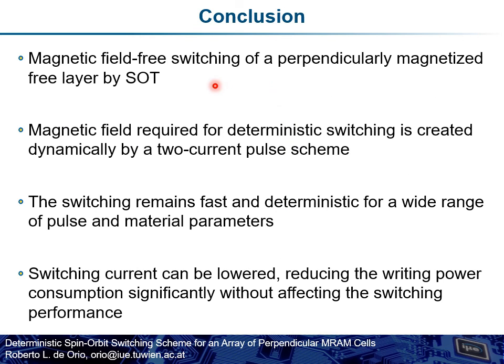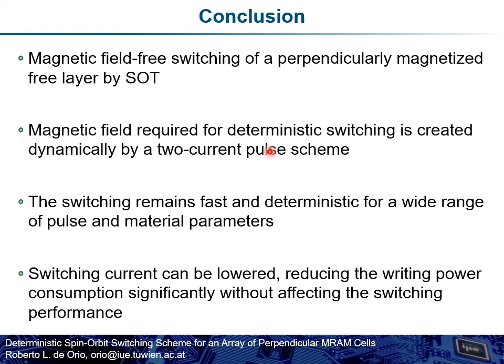So to sum up my talk, we demonstrated via numerical simulations the magnetic field free switching of a perpendicular magnetized free layer by spin orbit torque. The magnetic field required for completing the switching is created dynamically, using the two current pulse approach we have discussed.